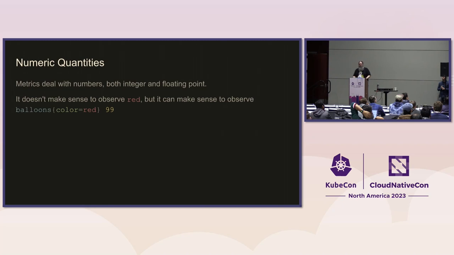The next part of that is numeric quantities. Metrics deal with numbers. They can be integers, they can be floating points, but numbers are really the thing that are of interest to us here. It doesn't really make sense to observe red, right? But we can observe that we've got 99 red balloons. And so that's your metric there, the name is balloons. You've got the value 99 and some attributes like its color is red.